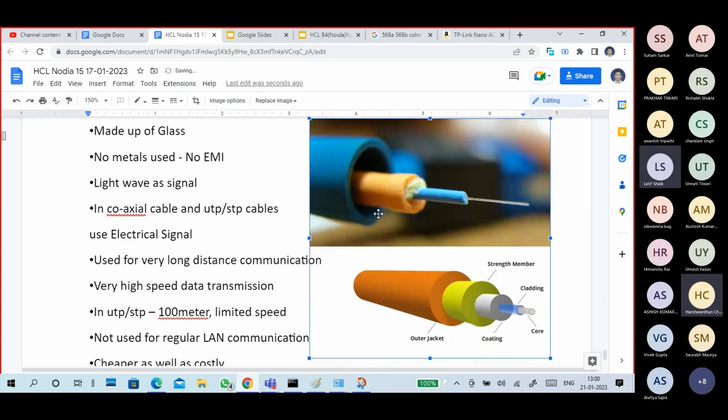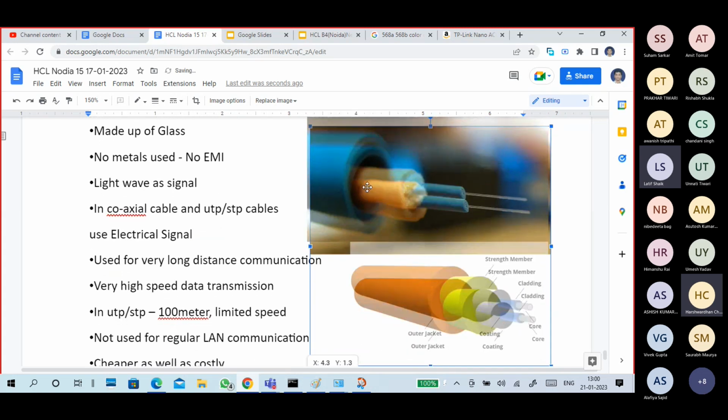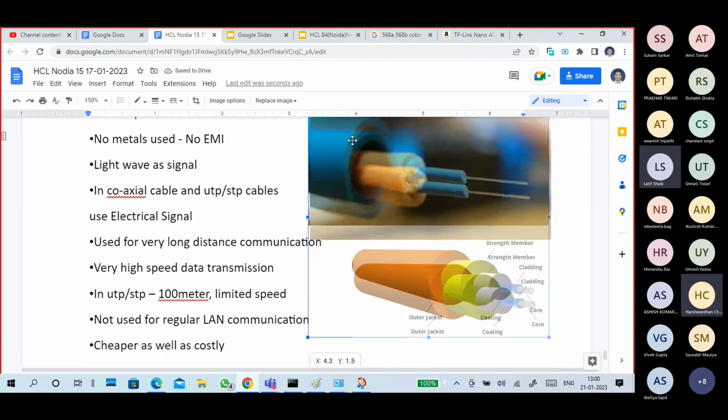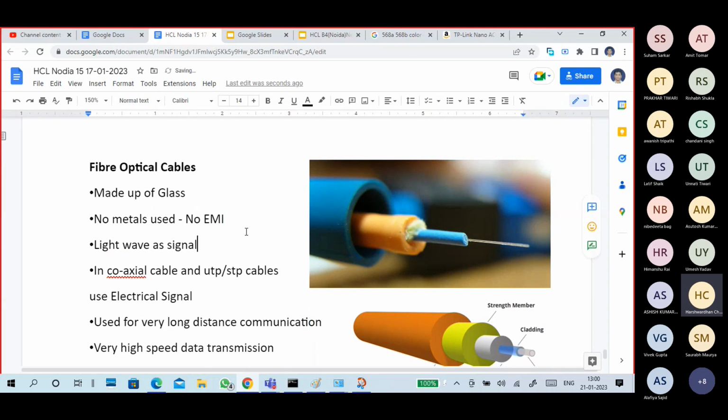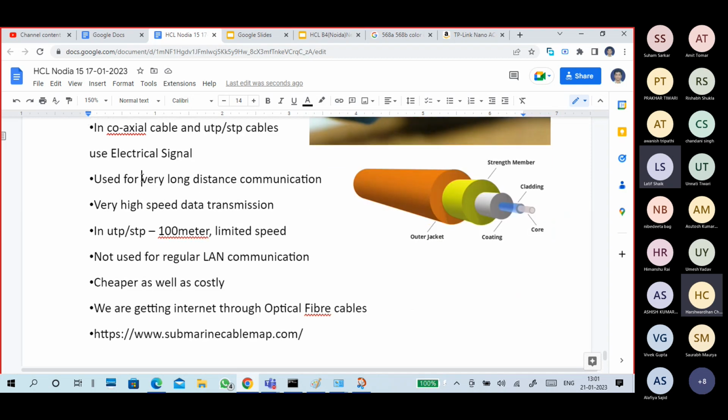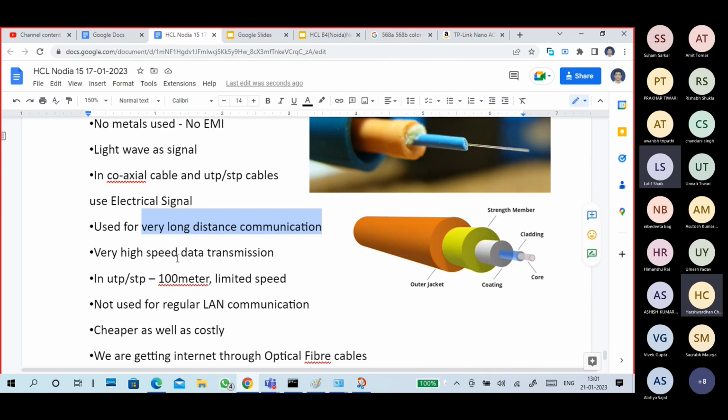Electromagnetic interference is very low on these cables. So there is no problem with electromagnetic interference because it is not a metallic part. Here we use a light wave signal to transmit the data, whereas coaxial cables and UTP STP cables use an electrical signal to transmit the data. What is the use of fiber optic cable? Very long distance communication and very high speed data transmission.